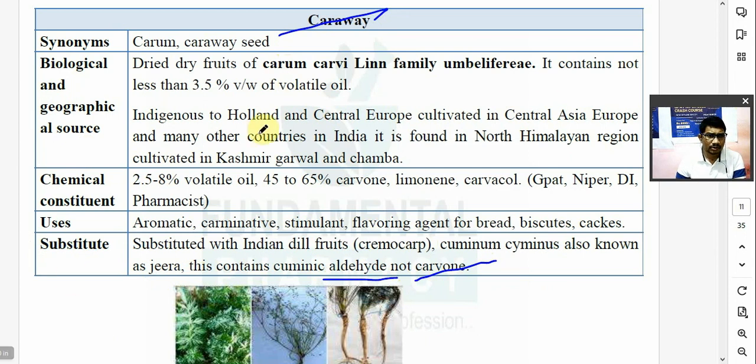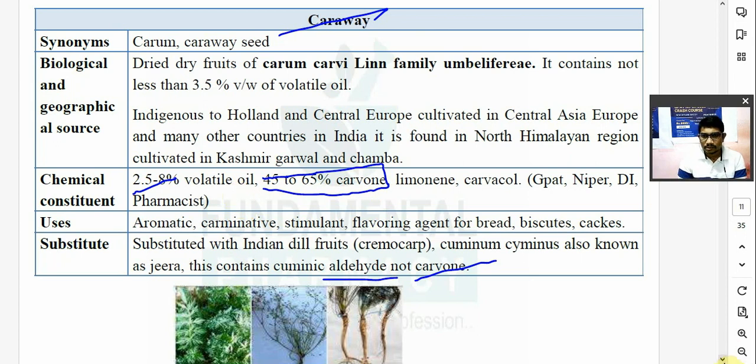Remember the volatile oil is 2.5 to 8%. Out of that volatile oil, 40 to 60% is carvone. That is the main component. यूज क्या है? जितने भी umbelliferous fruit है जिसमें volatile oil होगा उसका यूज ही सेम है. Aromatic, carminative, stimulant and flavoring. ये सब यूज सेम है.